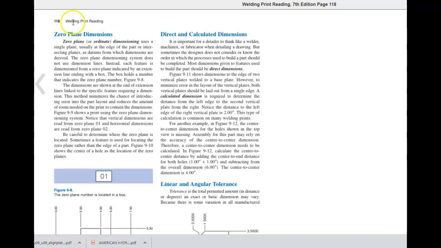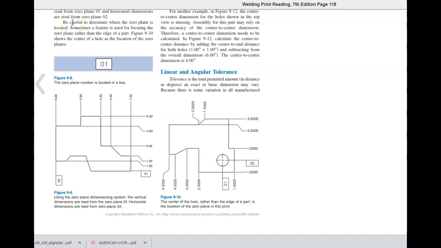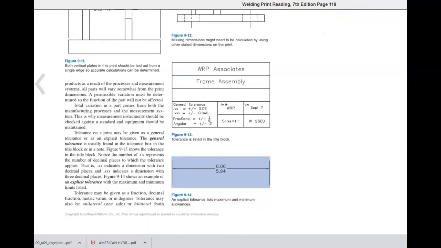Linear and angular tolerance. Tolerance is the total permitted amount in distance or degrees. An exact or basic dimension may vary. Because there are some variations in all manufactured products as a result of the processes and measurement systems, all parts will vary somewhat from the print dimensions. A permissible variation must be determined so the function of the part will not be affected.